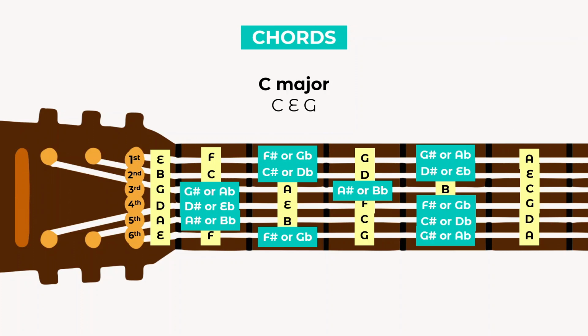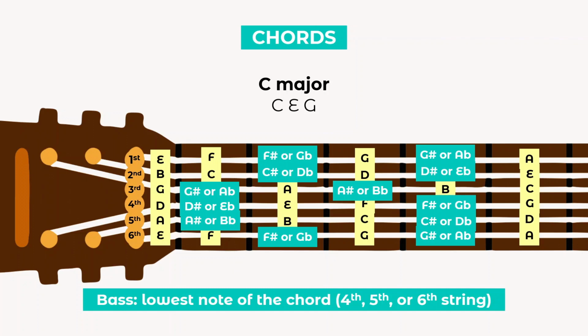Each chord has a bass. That is the lowest note of the chord. On the guitar, the bass is usually on the fourth, fifth, or the sixth string. C major chord consists of the notes C, E, and G. And since the name of the chord is C major, the bass would be in C.